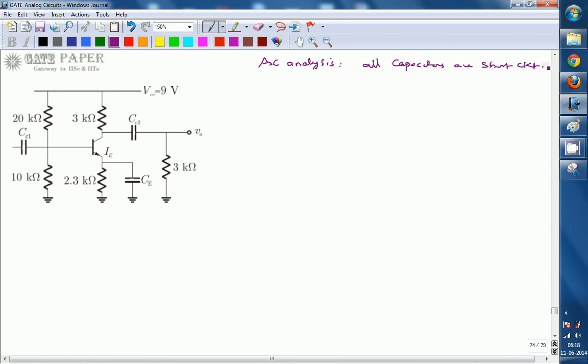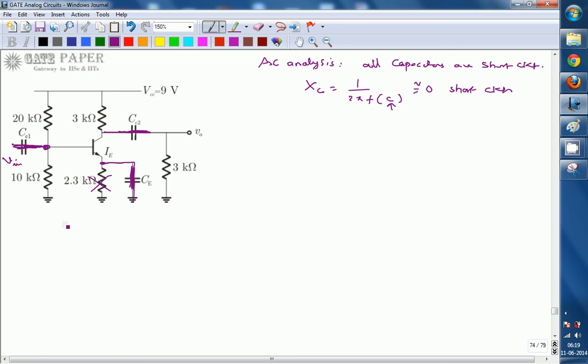Whenever you write XC is equal to 1 by 2 pi f C, but C is given as very large, something divided by a very large value is approximated as 0, which is a short circuit. So all capacitors act as short circuits. Whenever this is acting as a short circuit, the emitter is directly connected to ground. The effect of this RE is suppressed, and this capacitor acts as a short circuit such that V input is directly connected across the base. Now the circuit looks like this one.